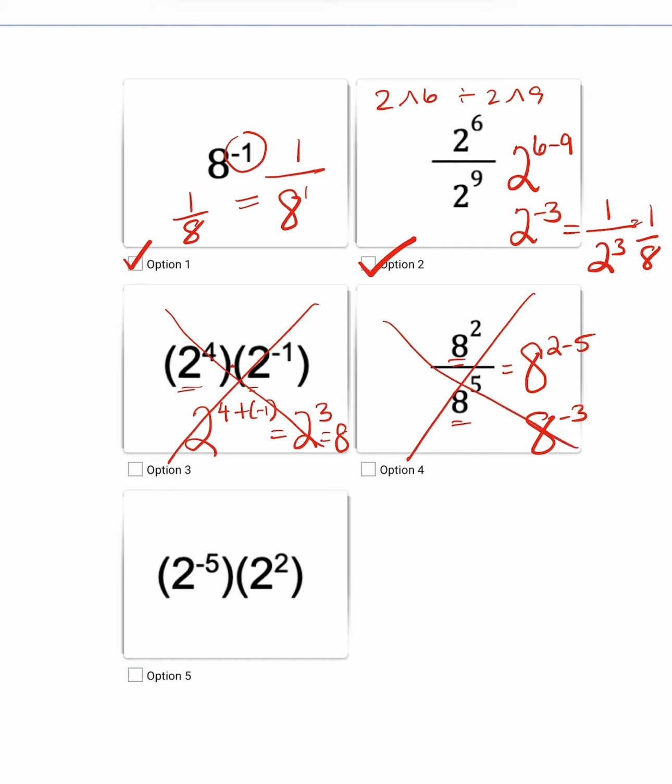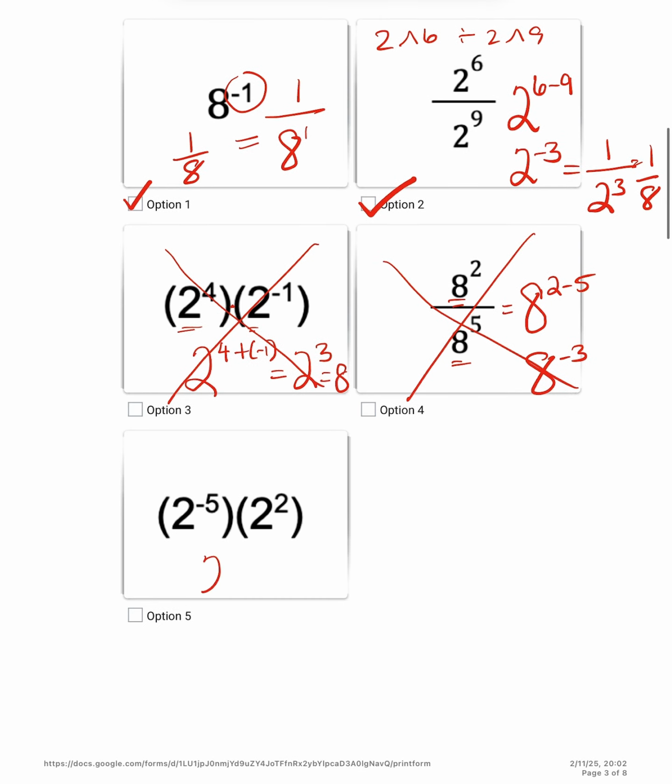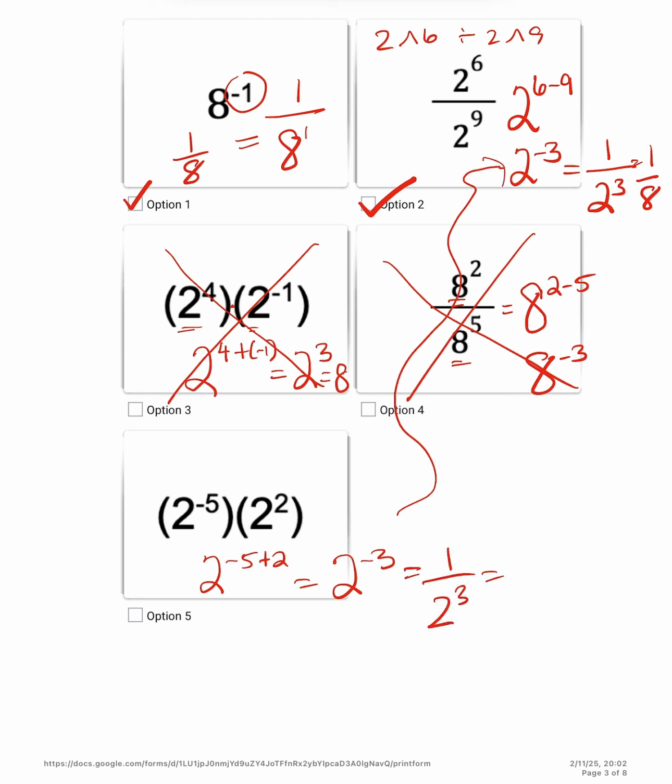And lastly, again, I have multiplication. So I'm going to keep that base and add the exponents, which gives me 2 to the negative third power, which I realize is the same thing as what I got up here. So this will turn into 1 over 2 to the third power, which turns into 1 over 8, which means that option 5 also created an equivalent expression.